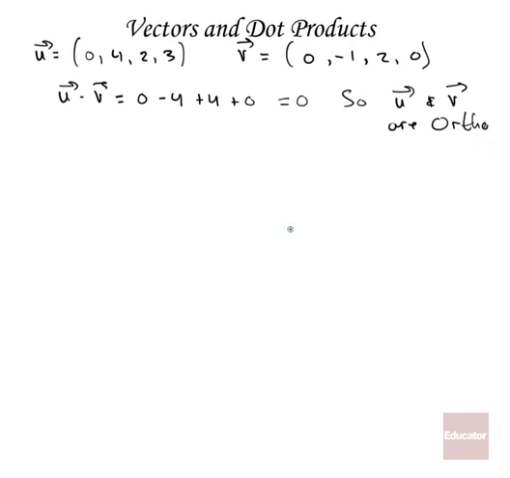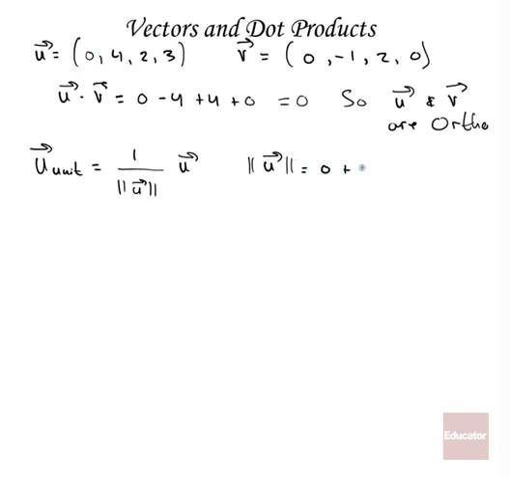Let's find a unit vector in the direction of u. So we're looking for u unit. Well, I know that that's equal to 1 over the magnitude of u times u itself. 1 over the magnitude, that's just a scalar. I'm multiplying the scalar by the vector. Okay, let's see what the magnitude of u is.